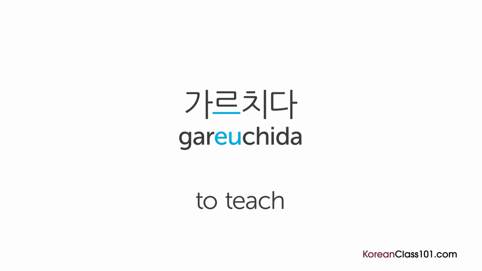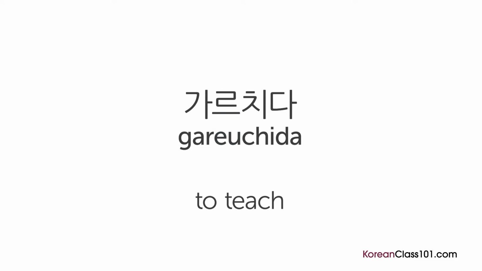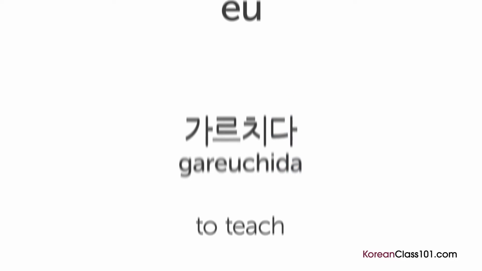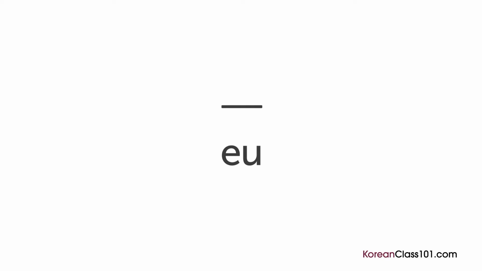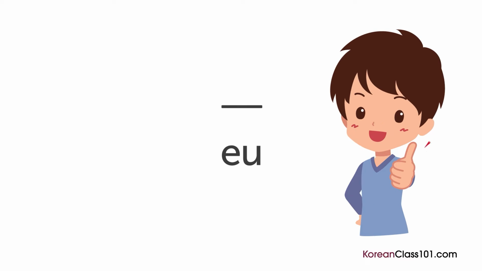Again, this vowel 으 is much wider than the vowel 우. Listen one more time slowly. 가르치다. Because the Korean vowel 으 doesn't exist in English, it can be difficult to distinguish when you hear Korean. Please listen carefully to the pronunciation of native speakers to completely understand how this vowel is pronounced.